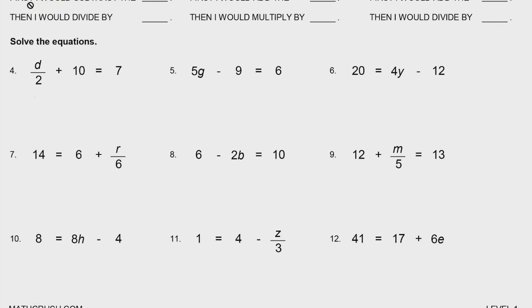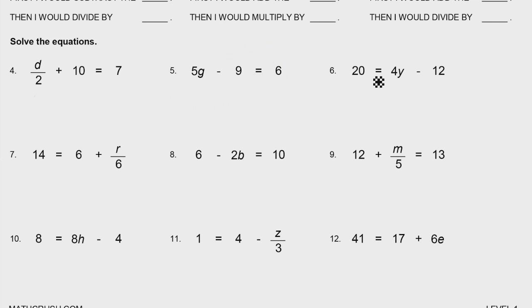Welcome back. You were supposed to do 5 and 6. Problem 5. You have 5g minus 9 equals 6. So we know no one's happy here because we have variable and numbers on the same side of the equal sign. And we have 6 over here. He is happy because he's by himself. So let's do little happy faces and unhappy faces. So we know we're going to have to move the 5 and the 9 to the other side to join the 6. That way we have the numbers on one side and the variable on the other.